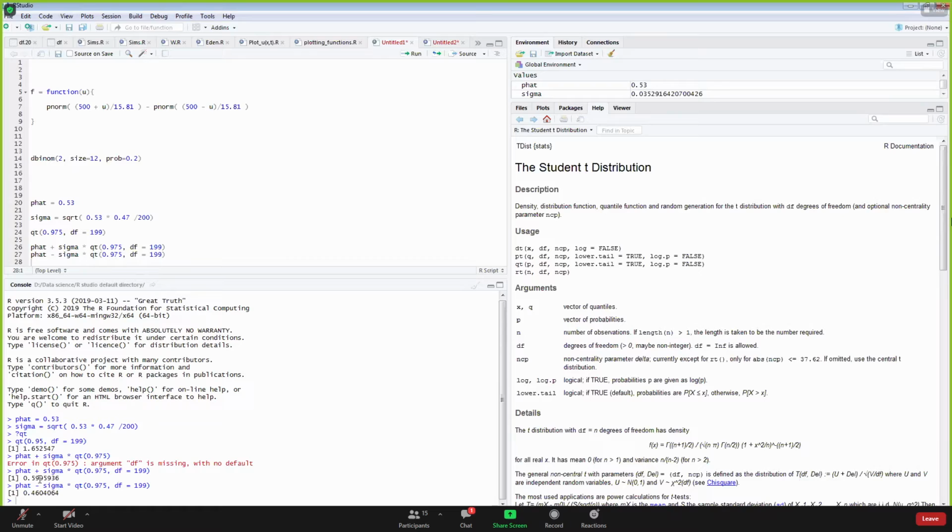Okay, so let us reiterate a little bit. Let's revisit. First thing, find the sample mean.